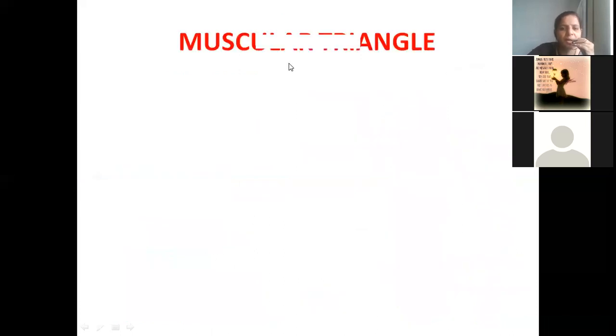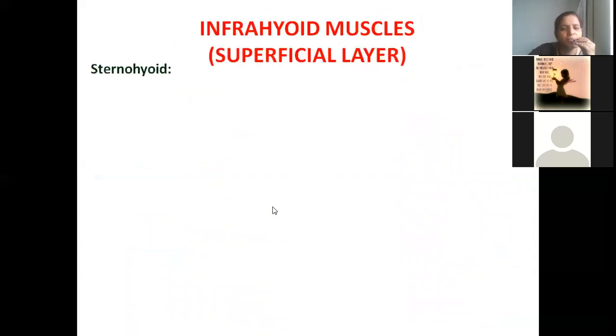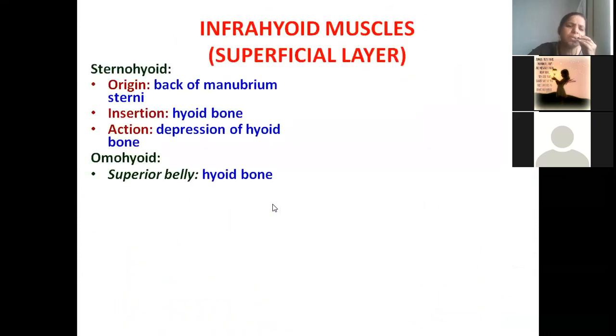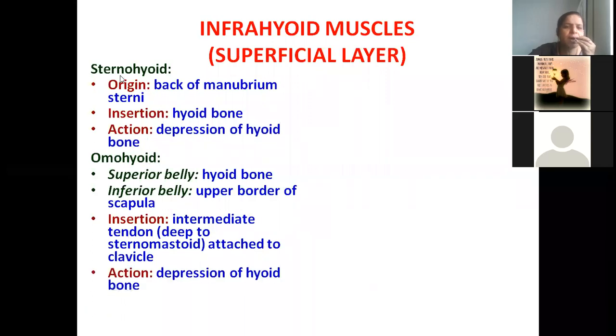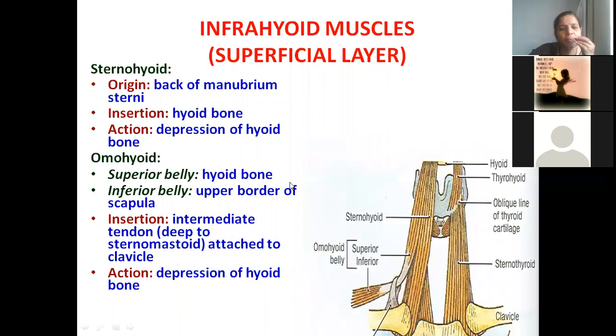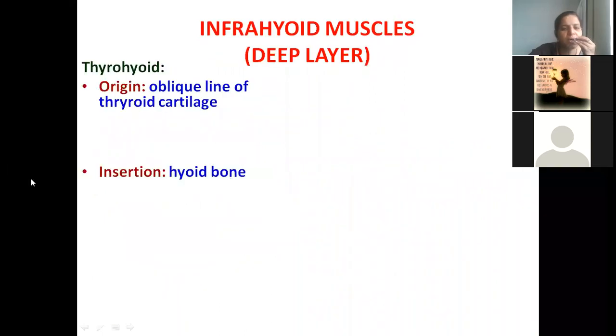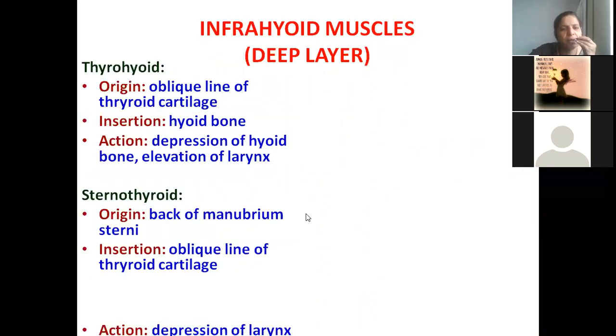Then muscular triangle. Again, so many pictures are repeated. Now each muscle, Hema, please go through origin and insertion. It's easy only. Sternohyoid, omohyoid. Origin and insertions are given. Please go through. It's quite easy.